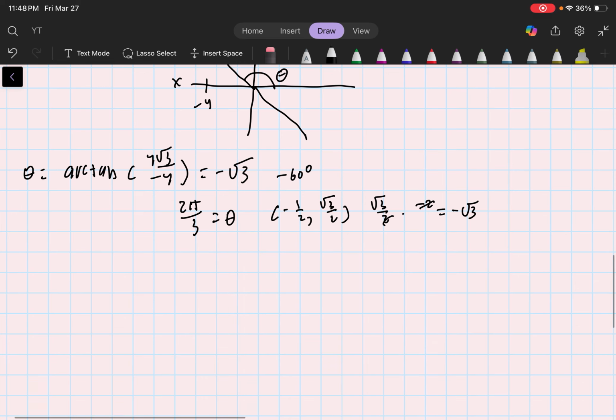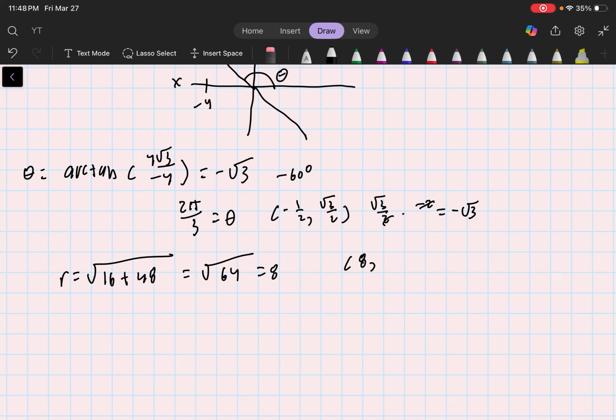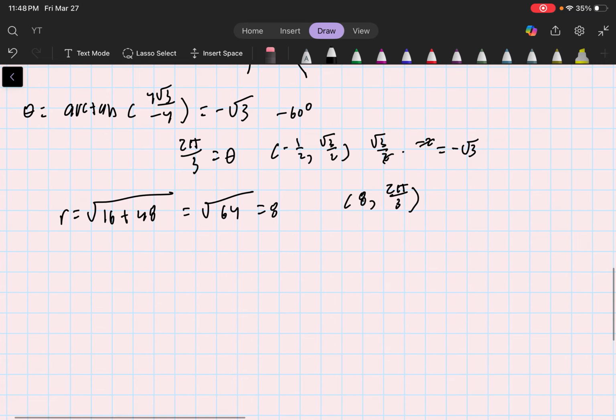From here, we can find our distance, which is r is equal to, I'm going to just make the simplifications, 4 squared is 16, plus -4 root 3 squared is 16 times 3, which I believe is 48. This actually simplifies down to, I think, 64, which is actually equal to 8. So it actually all works out at the end, and that is our polar coordinate.